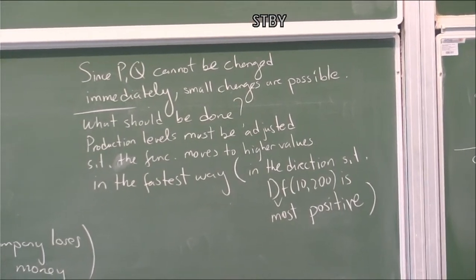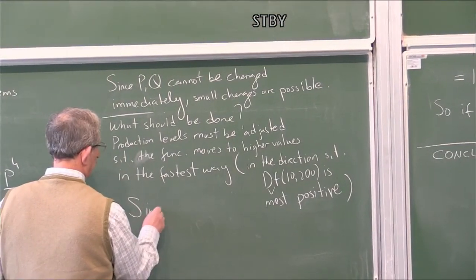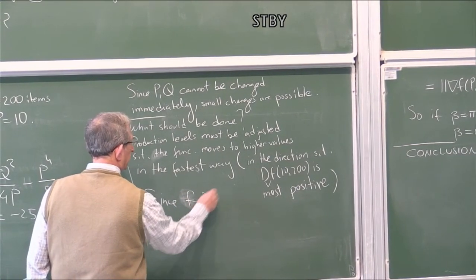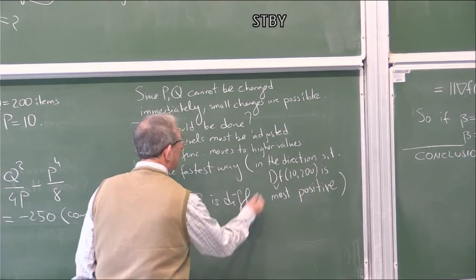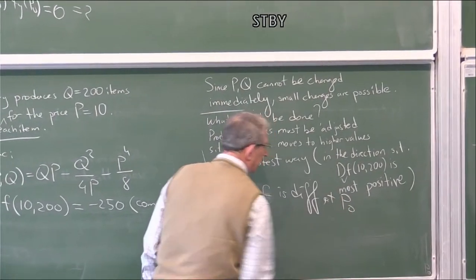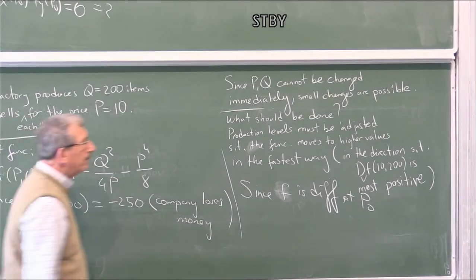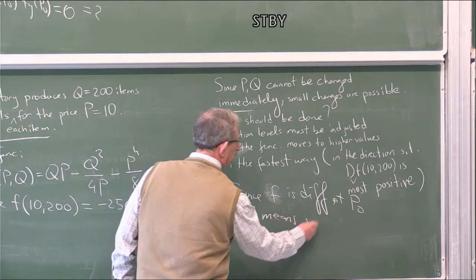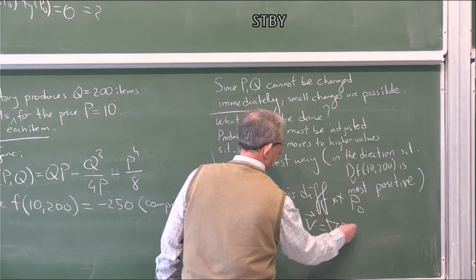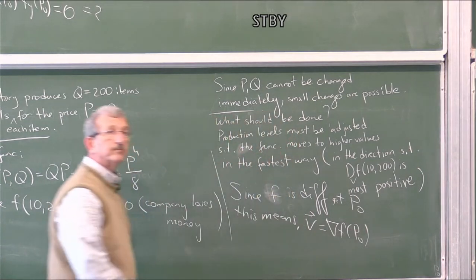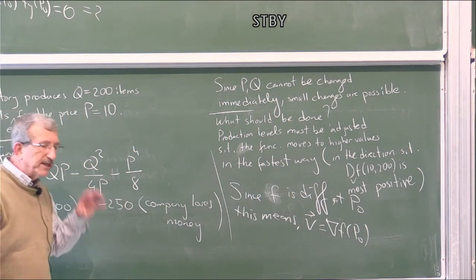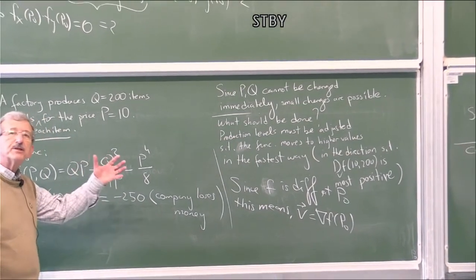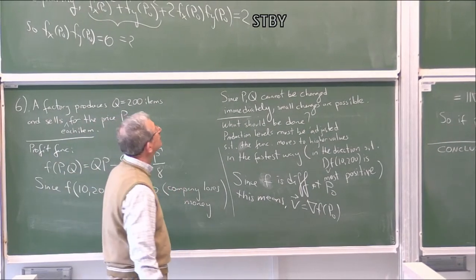This, of course, since f is differentiable at p0, not at 0, 0, but at p0, means v must be taken as the gradient of f at p0, because this is the direction that gives you the most rapid increase in the function. It's the steepest slope, and this direction gives that slope.